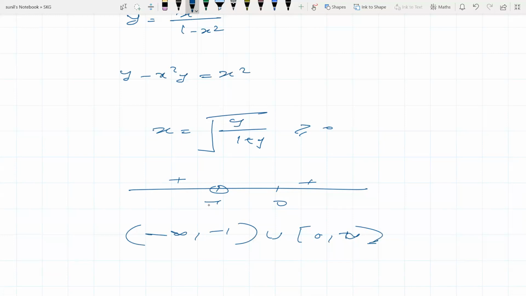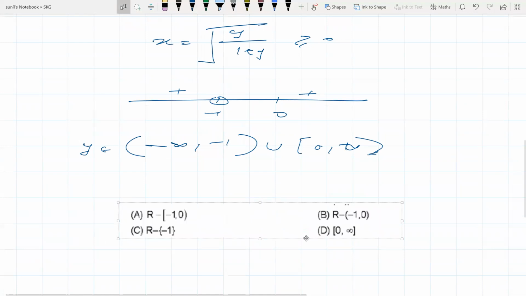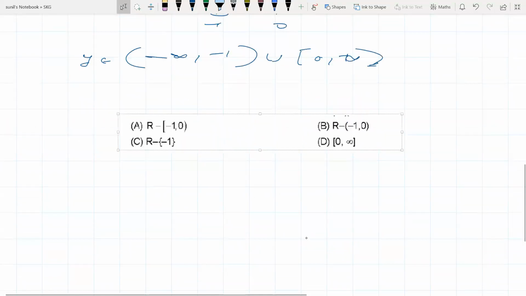This is the y value. So range means the collection of y for which x should be real. Let me give you the options again. These are the options they are giving. From here, we don't want the values between minus 1 and 0. So the correct answer for this is option A.